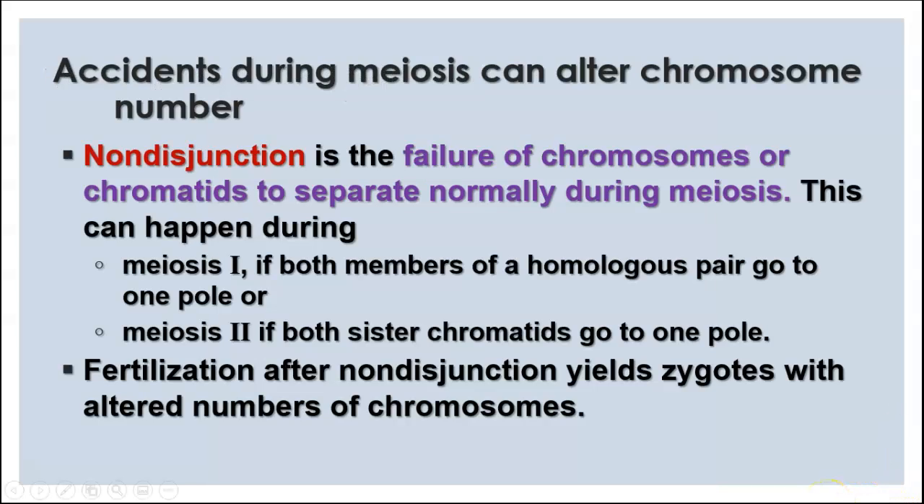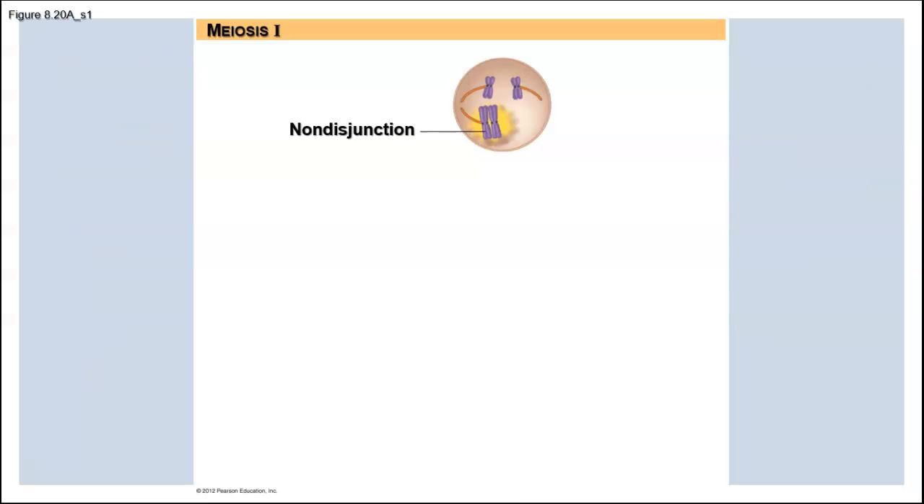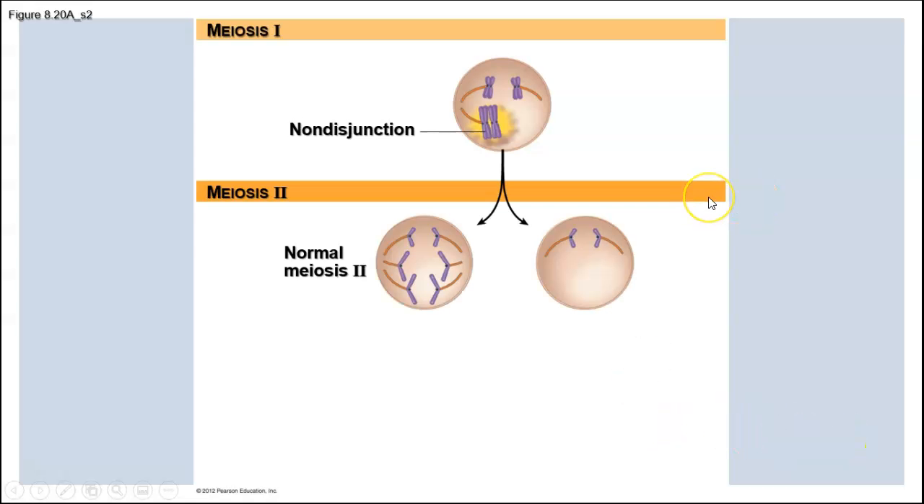By definition, nondisjunction is the failure of chromosomes to separate normally during meiosis. Chromosomes are chromatids. And it can happen either in meiosis I, like the video showed, or in meiosis II. Anytime you have fertilization after nondisjunction, you're going to end up with zygotes that have different numbers of chromosomes, okay? So again, if nondisjunction occurs in meiosis I, then one of the tetrads does not separate.